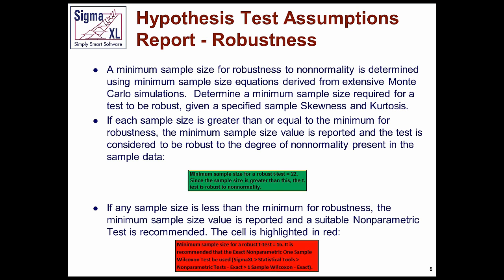And then we also recommend the appropriate non-parametric test. In the one sample case, it'll either be Wilcoxon or the sign test, and that depends on other things like symmetry. In the two sample case, we'll recommend the Mann-Whitney, and in the multiple sample case, we'll recommend either the Kruskal-Wallis or the Mood's median, depending on whether there are outliers. And that's all done automatically.